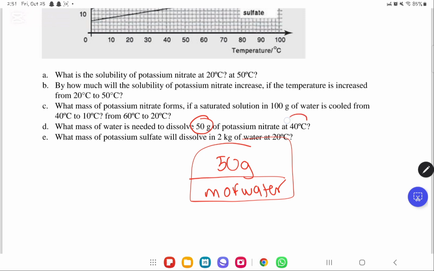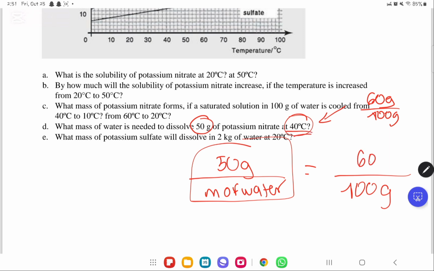They're telling us at what? At 40 degrees Celsius. So it's equal to what? If you remember, we got that the solubility at 40 degrees Celsius from the graph was 60 grams over 100 grams. So we need to find the mass of water to dissolve 50 grams of potassium nitrate at 40 degrees Celsius. We have at 100 grams of water, the mass of potassium nitrate dissolved at 40 degrees is 60 grams.